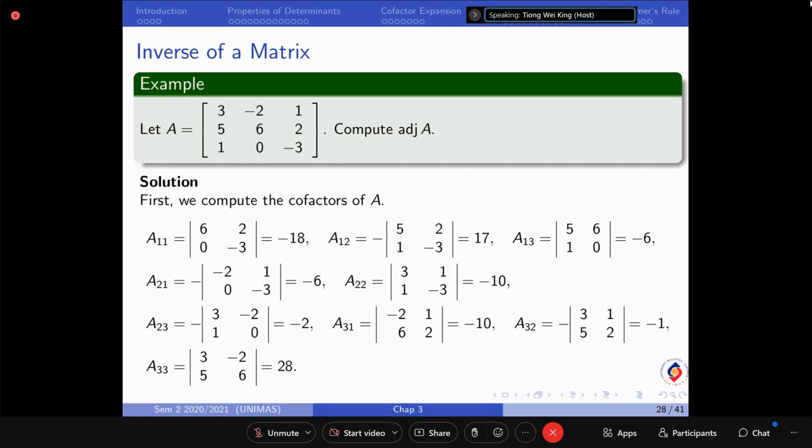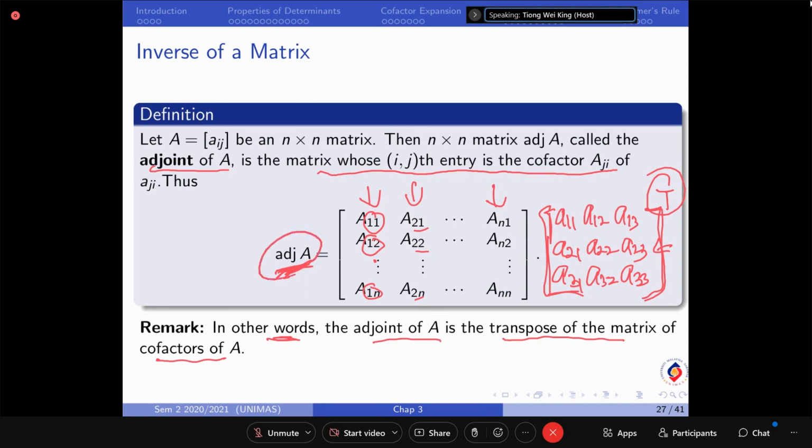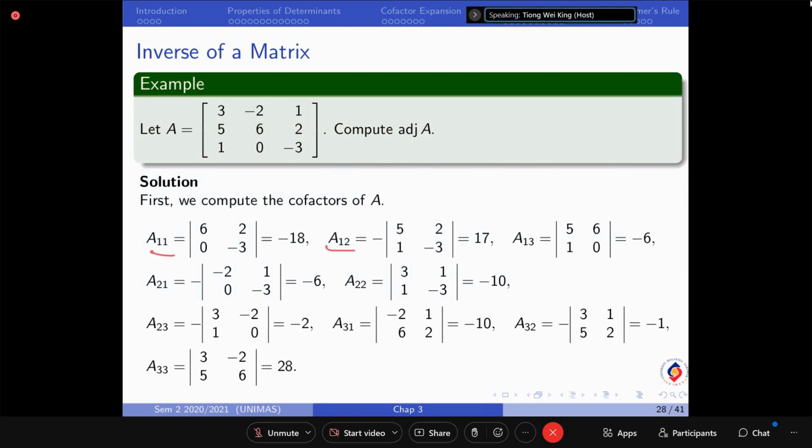Okay. So to compute the adjoint, first because you see the formula, the adjoint formula is all the cofactors. So one way is you find all the cofactors, one by one. So meaning for A11, you delete column 1, row 1, so that you have this matrix. And then for A12, you delete row 1, column 2, then you have this matrix. And then you need to be careful. For adjoint, you have a plus minus sign here. Plus, minus, plus, minus, plus, minus. Okay. It's not minor.